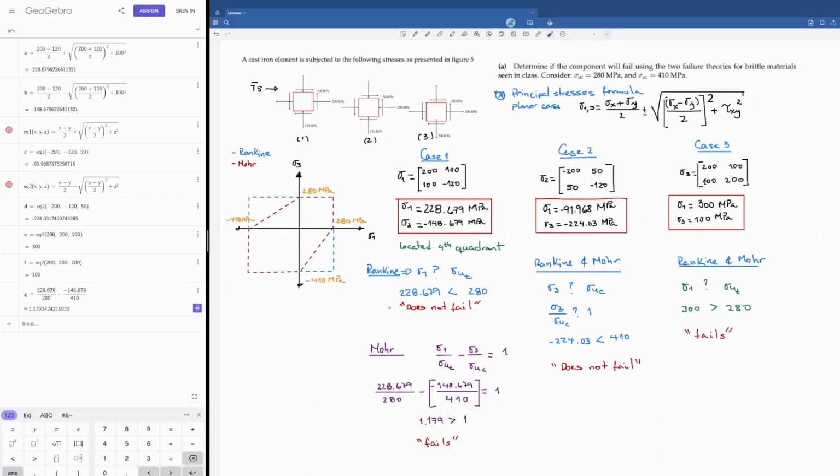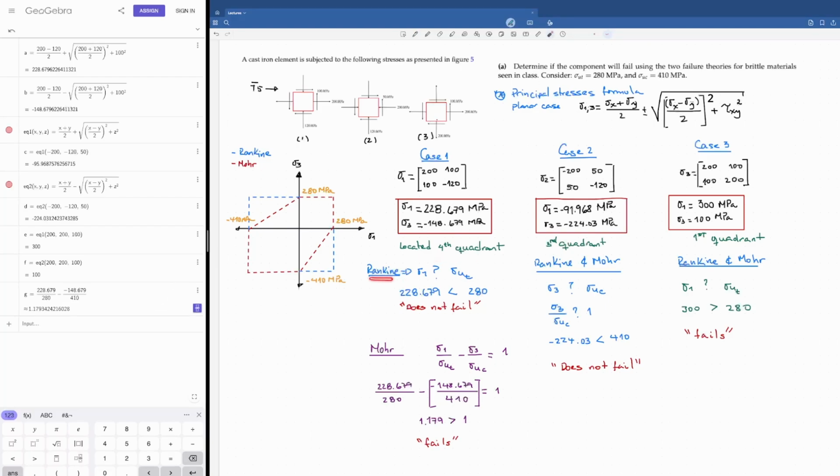because they tell us which part of the failure theories to use. For the first case, we are talking about a point that is in the 4th quadrant, I should have written this because it's messy. This second one was in the 3rd quadrant, and this one is in the first quadrant.